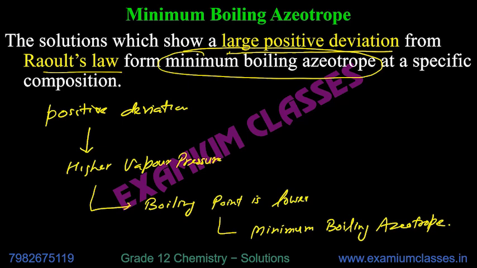I have explained why. But a minimum boiling azeotrope has another condition. The condition is that the composition in liquid phase and vapor phase will be the same. It will be possible when it is a large positive deviation, not just positive deviation. Large positive deviation only, in that case.